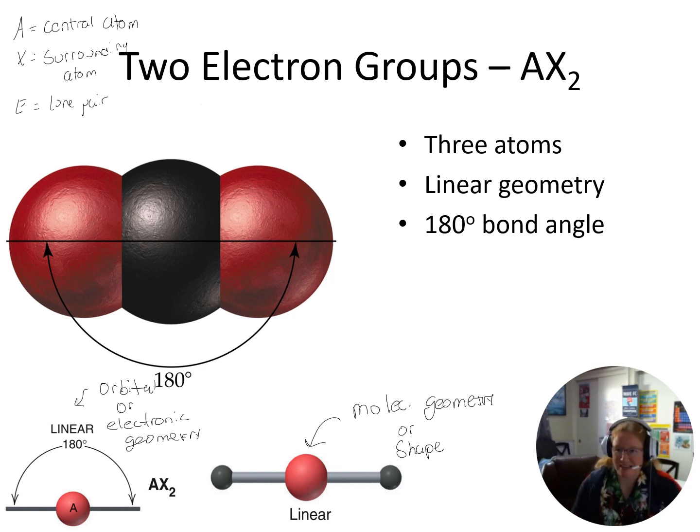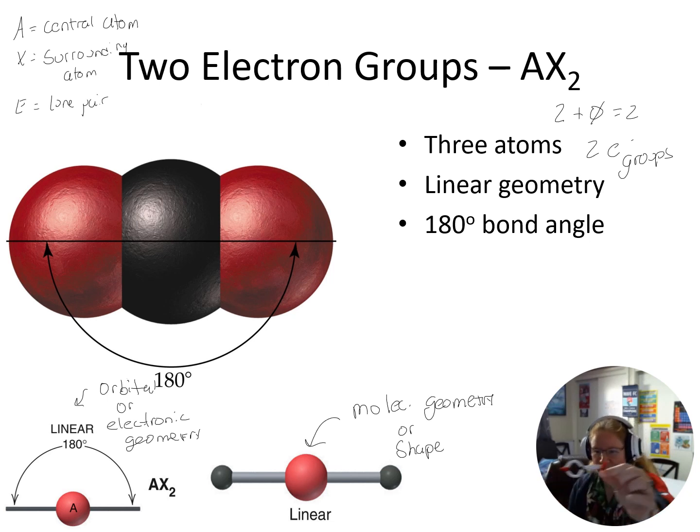All right, so 2 electron groups. We're gonna start with this AX2. So I have 1 central atom, 2 surrounding atoms. So I have a total of 2 electron groups around my central atom. Okay, so I have 2 X's plus 0 E's gives me 2, so 2 electron groups, okay? So what I have is something that is considered linear, okay? So its orbital geometry is linear, and then its molecular geometry is also linear because everything's bonding, all right? So it looks like a straight line, all right?